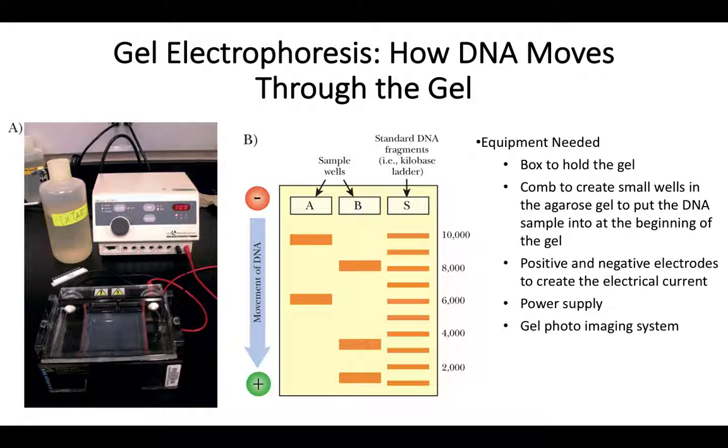So on our extreme left, which we see in diagram A here, we see 1x TAE. That is just another buffer. It's just like TBE. We see a voltage meter, which we're going to actually use to connect our electrodes, and we're going to turn up the electricity to allow an electric current to flow through the gel. The black part would be the more negative part, which is where the DNA would be inserted, and the red part, which is the more positive part, is where the DNA would run to.